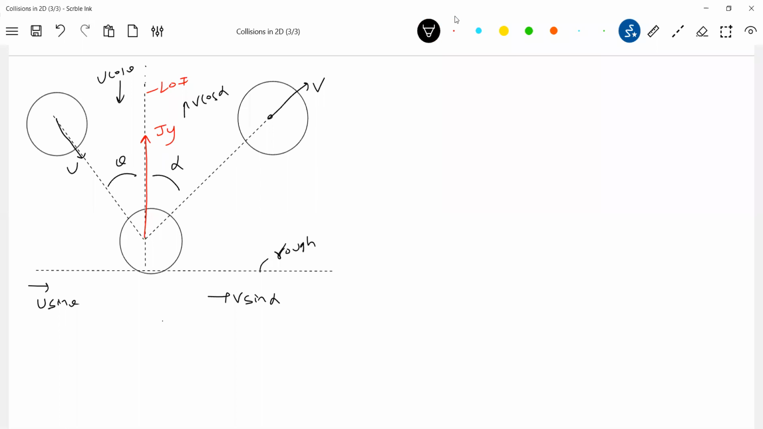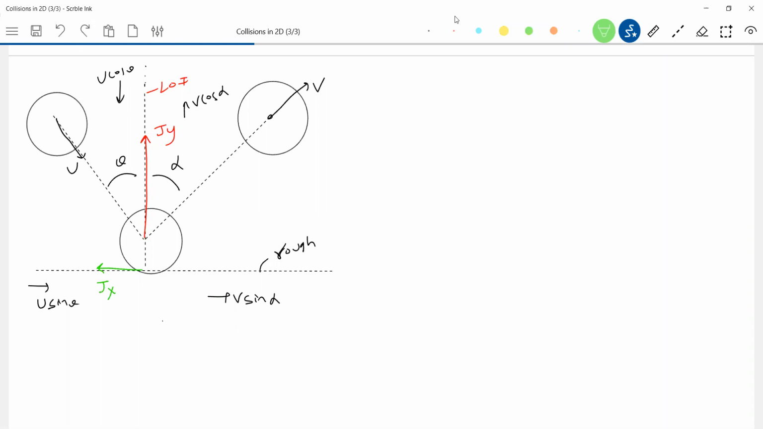The surface is rough, so friction will also act, the impulse due to friction, and I'll show it towards left. Why towards left? Because look at the u sin theta. U sin theta will be towards right with respect to ground. Friction should oppose relative motion. So the friction on the ball will act towards left, and this friction will act for a small duration of time.